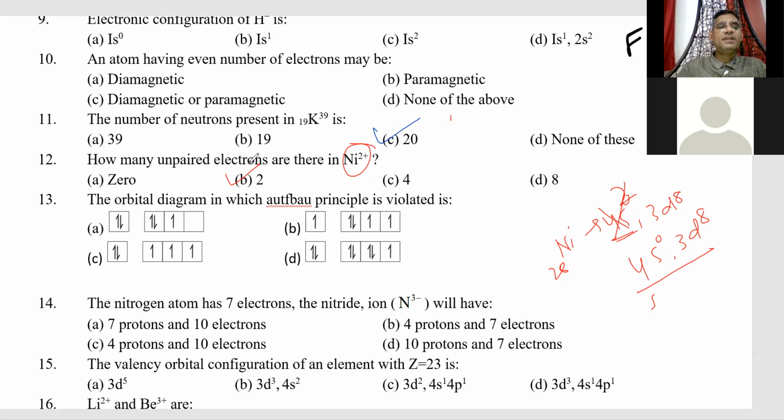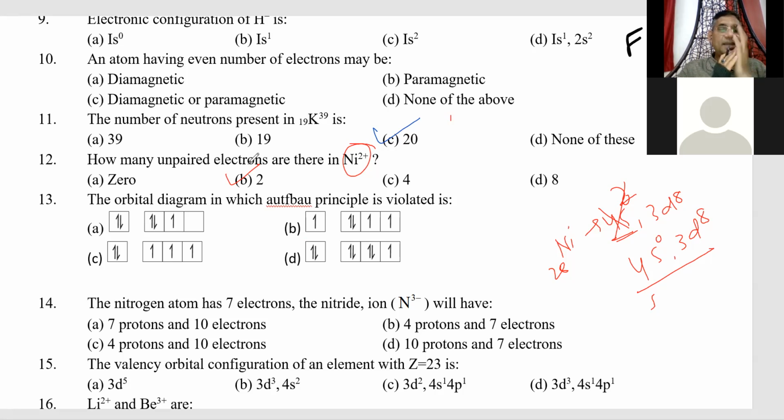Now question number 13: in which case is the above principle violated? There is a spelling mistake here. I have written it by mistake. There is an above principle. So which is the violation, A or B? B.